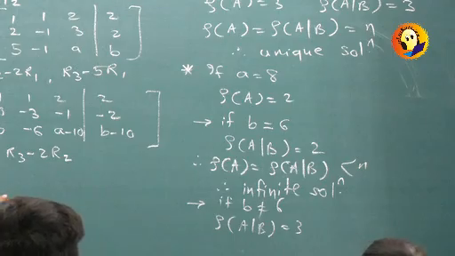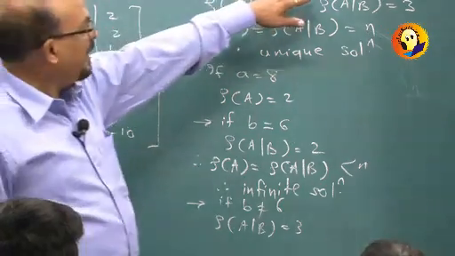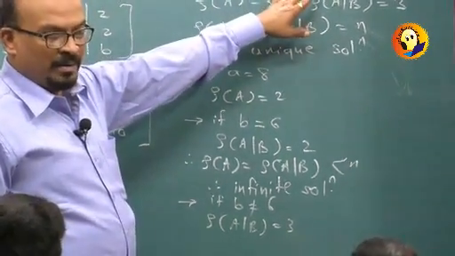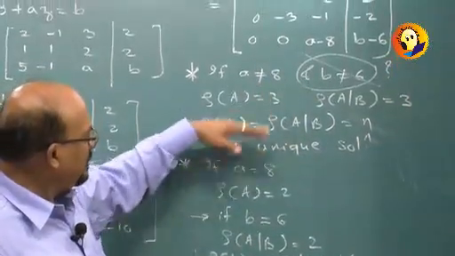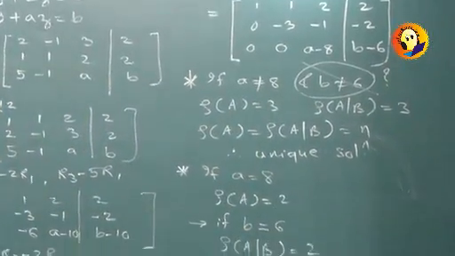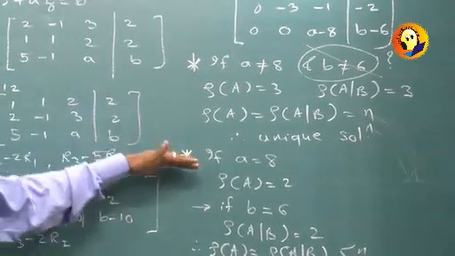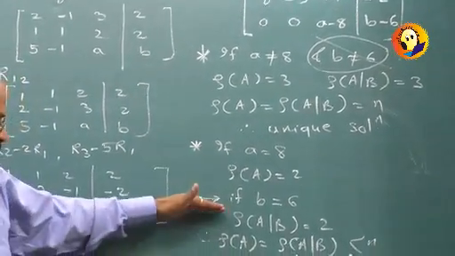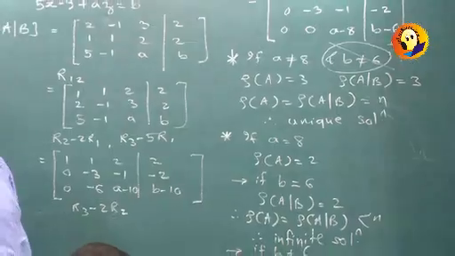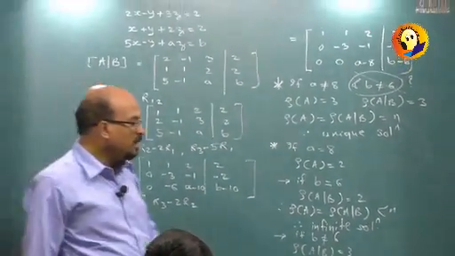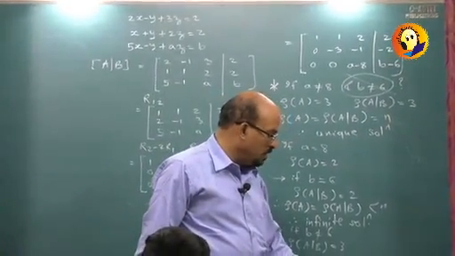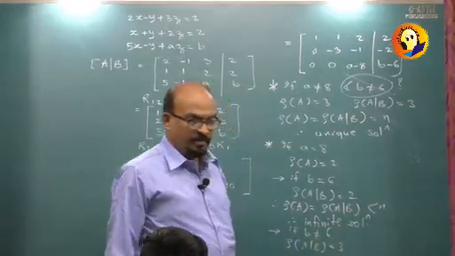Got the cases? Somebody writes this, but that is not required. If A is not equal to 8, the rank is going to be equal to 3. If A is equal to 8, there are two cases: B equal to 6 and B not equal to 6. And he has asked for no solution, unique solution, or infinite solutions. Yeah, done.